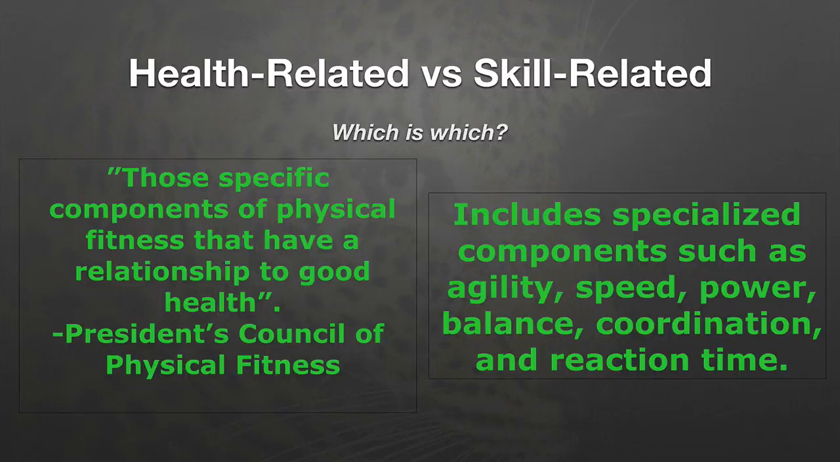skill-related fitness tests might include specialized components such as agility, speed, power, balance, coordination, and reaction time, whereas health-related components of physical fitness might be those specific components of physical fitness that have a relationship to good health. So BMI or body composition might be more of a health-related physical fitness component, whereas anaerobic power via a vertical jump might be more skill-related or sports-specific. Understand the difference between the two.